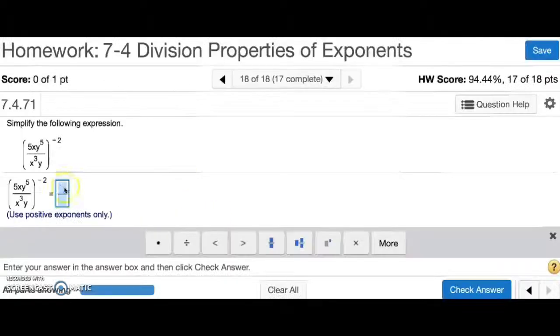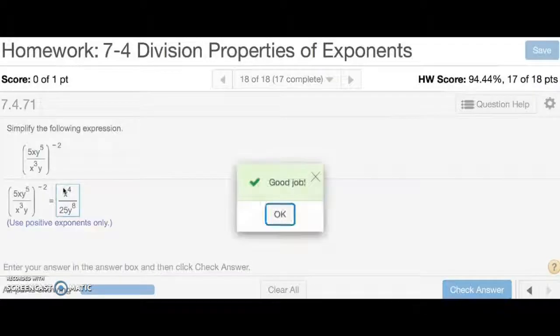So let's put that in. Typing in x to the 4 over 25y to the 8. And that's number 18.